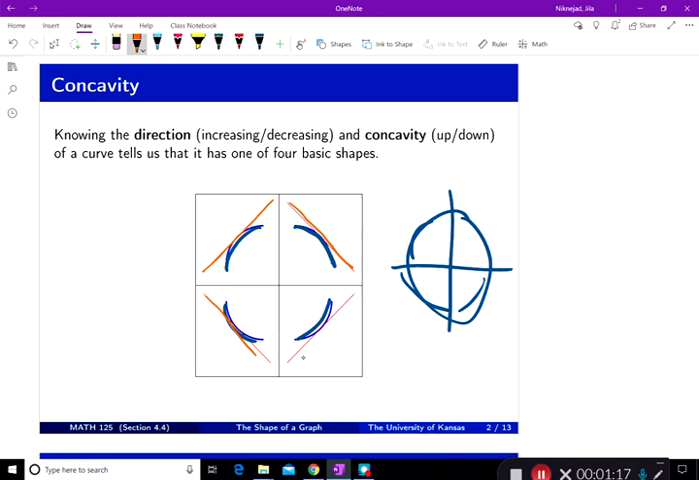These two pieces on the bottom are concave up. One of them is decreasing, the other one is increasing. And so these four options are the options that you have, relative to the direction, increasing, decreasing, or concavity up and down.